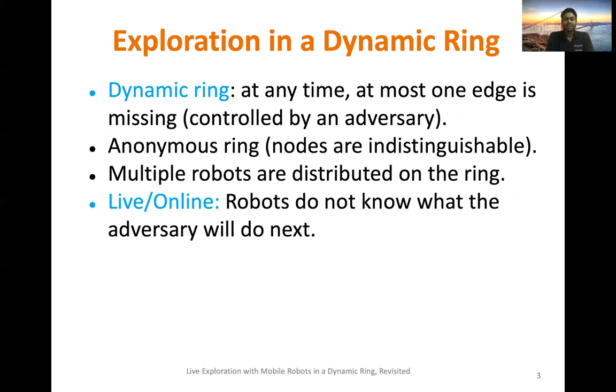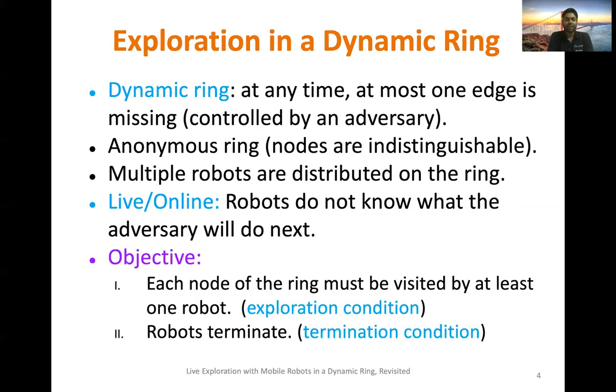Here, live or online means robots do not know what the next change will be, like what the adversary will do next and at what time. Our goal is to satisfy two conditions: exploration and termination. Exploration means each node of the dynamic ring must be visited by at least one robot. And in the end, the robots should terminate.